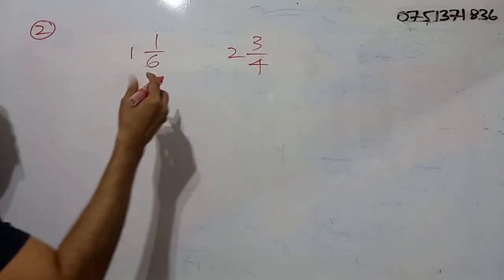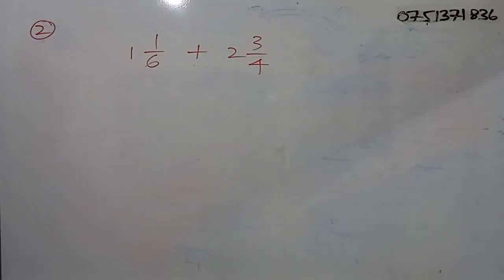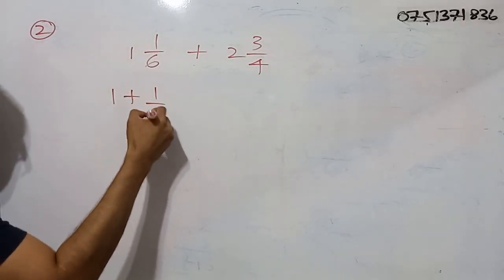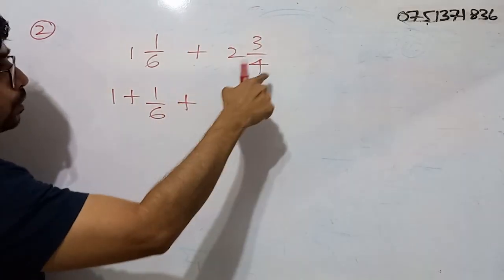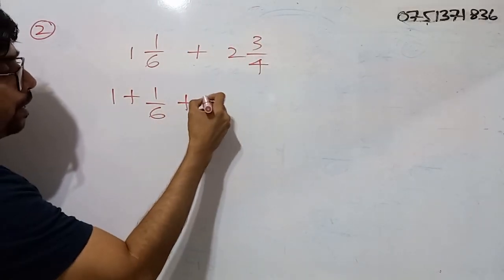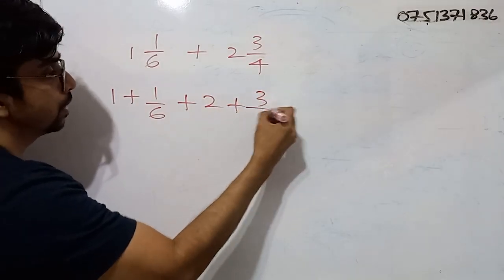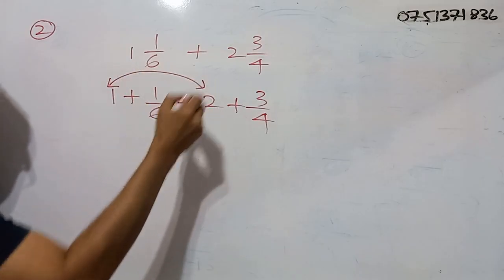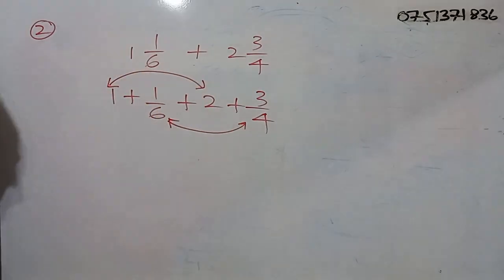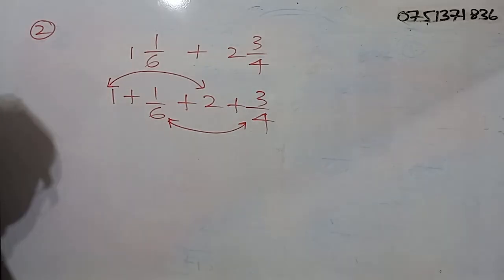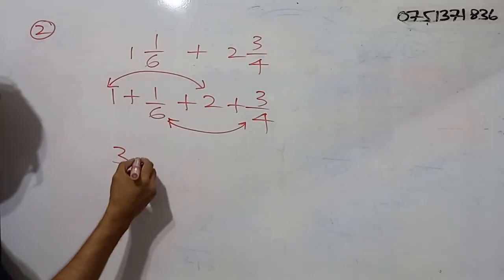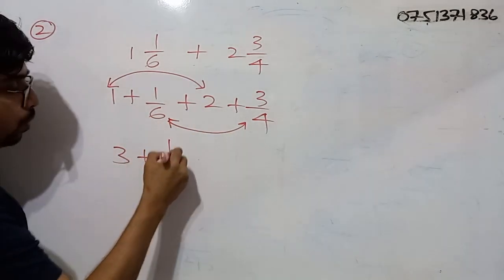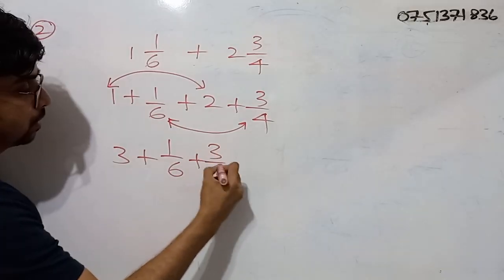So simply what do we have to do? We have to add these values together. Okay, so I can rewrite this as what? 1 plus 1 by 6 plus also this mixed number I can rewrite as what? 2 plus 3 by 4. Now I can simplify the whole number parts separately and the fraction parts separately. So 1 plus 2, that is 3. 3 plus, so we have to add these two fractions. So 1 by 6 plus 3 by 4.